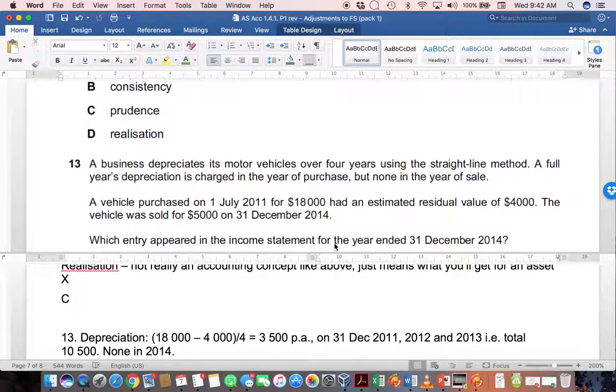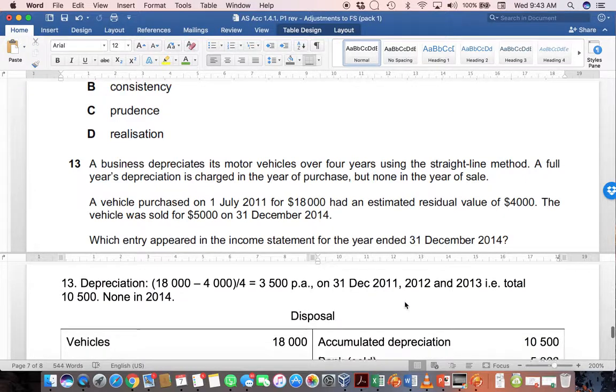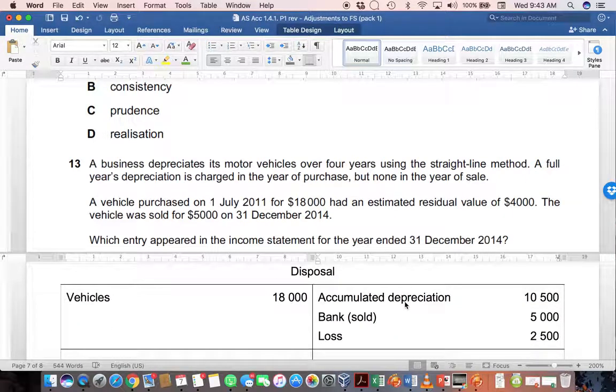Which entry appeared in the income statement for the year ended 31st of December 2014? Well, if we had charged depreciation, it would go in there, but obviously there's no depreciation in the year of sale, so we shall ignore that. But we do now need to take into account whether we've made a profit or a loss. So to do this, let's draw up the disposal account. On the debit side, you would show your vehicles, $18,000 cost. On the credit side, the accumulated depreciation of $10,500 that we worked out. And you can also show your selling price of $5,000 on the credit side.